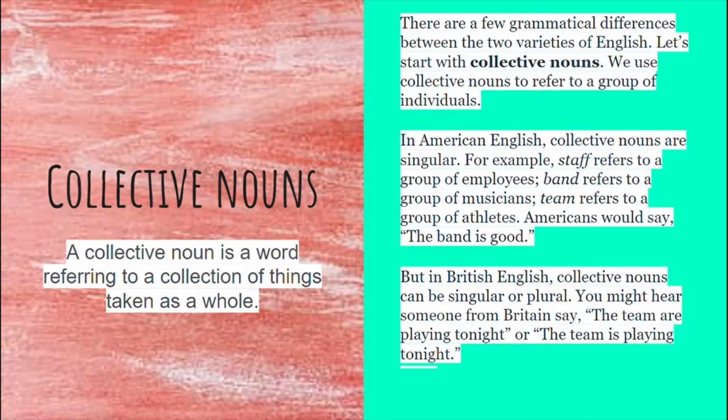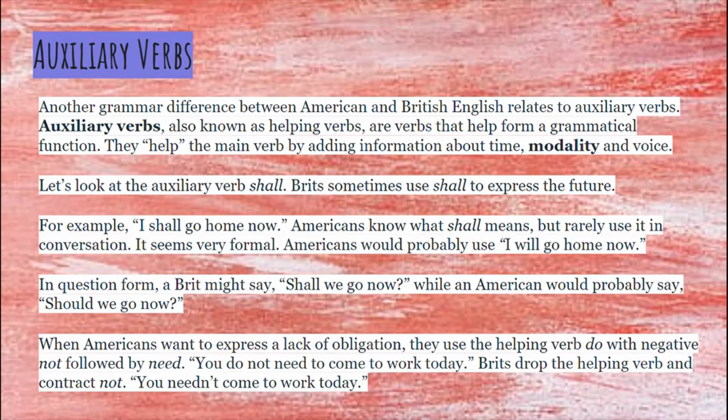So next we have auxiliary verbs. Another grammatical difference between American and British English is the use of auxiliary verbs. Now, auxiliary verbs, which are also called helping verbs, are verbs that help form a grammatical function. More or less, they help the main verb by adding more information about time, modality, and voice.